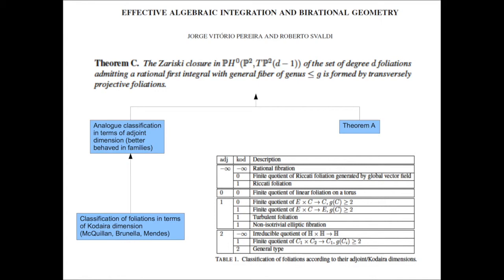We use this deep theorem by McQuillan and Brunella and Mendes, which is the classification of foliations in terms of the quadratic dimension. But as I said, for the problem that we have at hand, this adjoint dimension behaves much better and behaves much better in family, and also seems to be more appropriate to look at this kind of questions.